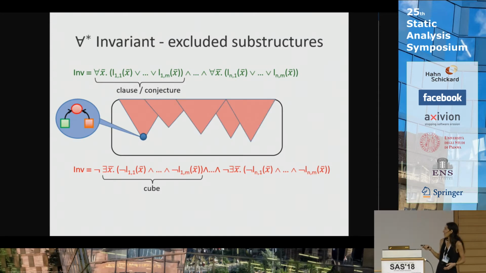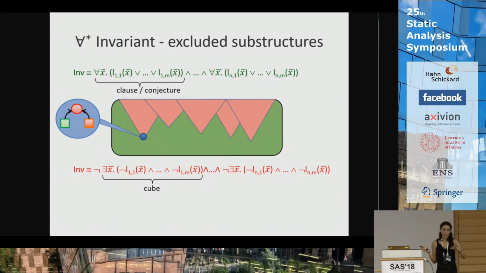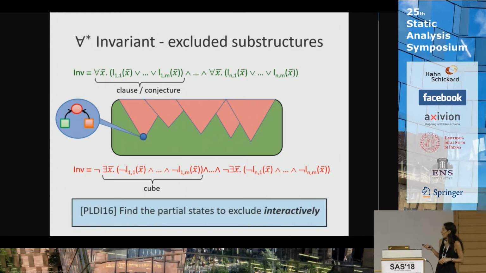Okay, so basically, this is the form of the negation of the invariant, and the invariant is just the complement, all the rest. And what I want to do is basically find these partial states here and construct their diagrams, and this will give me the inductive invariant that I'm looking for when I know that I'm looking for a universally quantified inductive invariant. And in this PLDI 16 work, what we wanted to do is find these partial states interactively, together with the user.